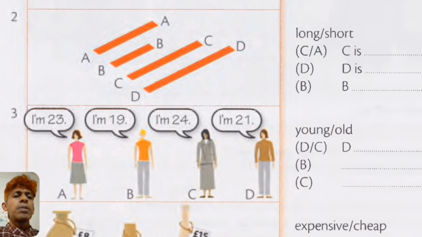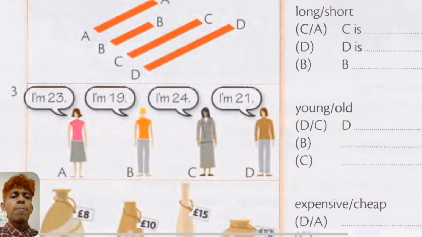Okay, next one, D. D is the longest. B is the shortest. Okay, third one.